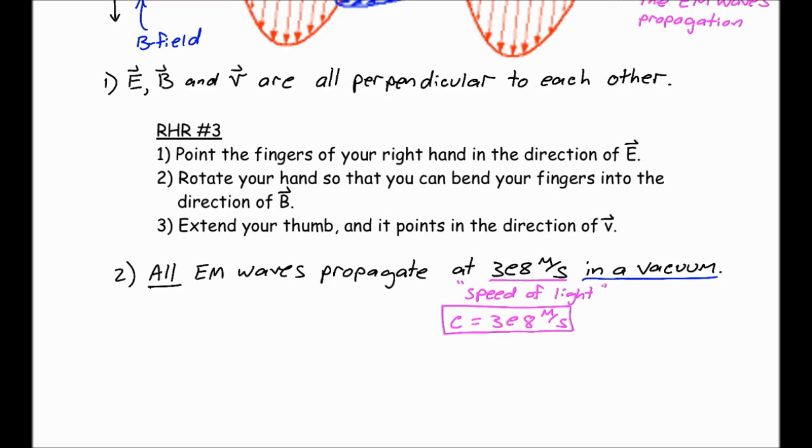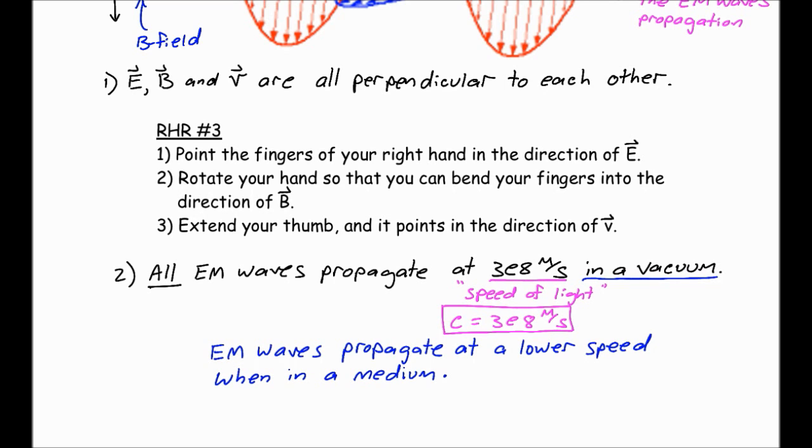If they're not in a vacuum, then they propagate at a slower speed. So whether that's through glass or a wall, or water, or any object at all. When electromagnetic waves are in air, they do slow down, but by a very small amount. So we will approximate that light, or electromagnetic waves, travel at 3 times 10 to the 8 meters per second in air as well.